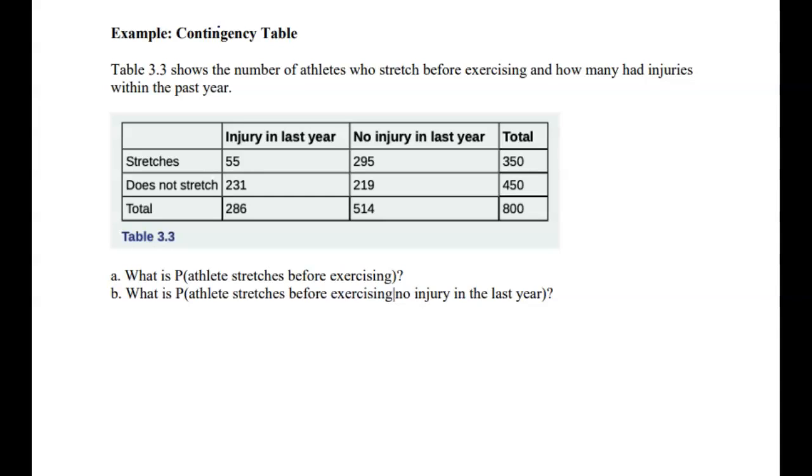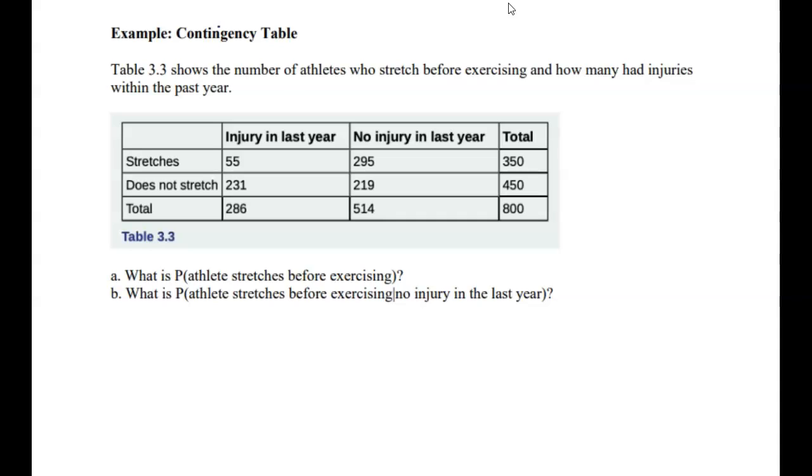Hello and welcome. Let's look at this example with finding probability using a contingency table. So this table shows the number of athletes who stretched before exercising and how many had injuries within the past year.